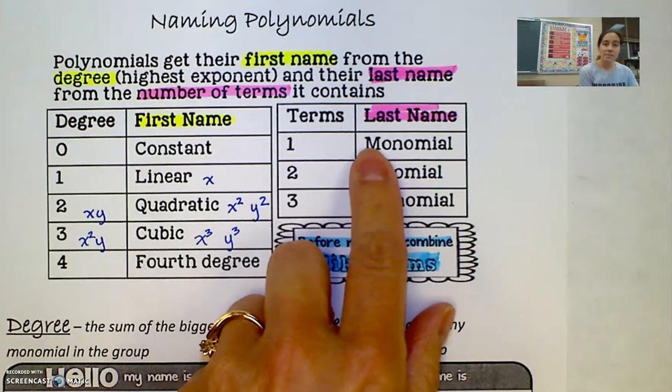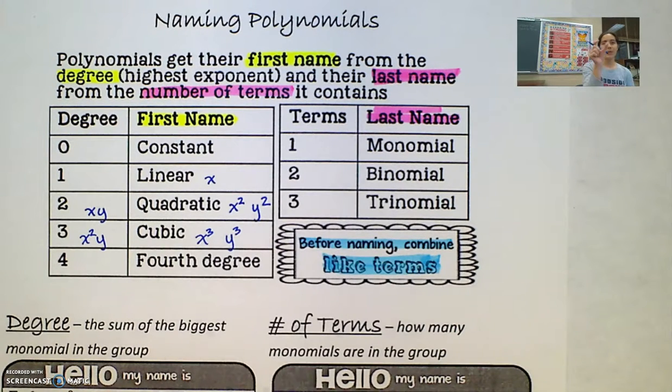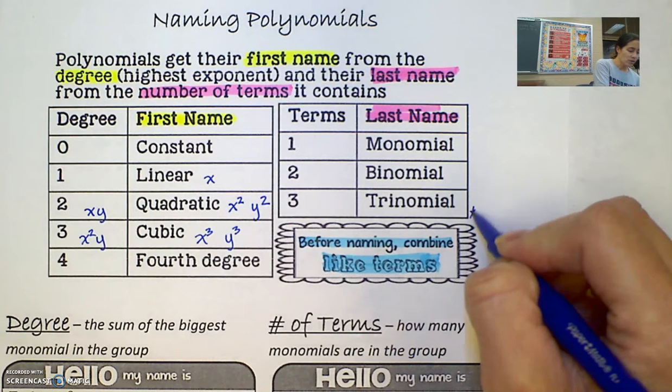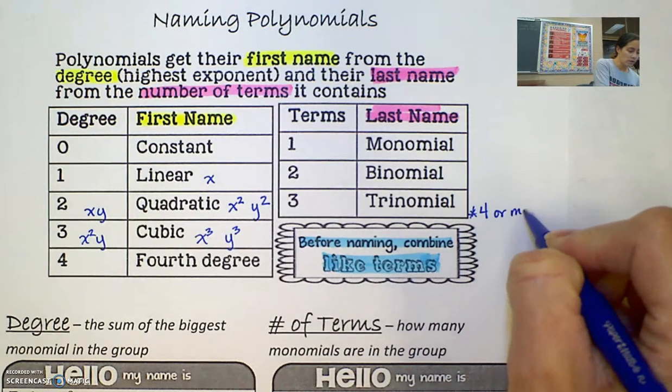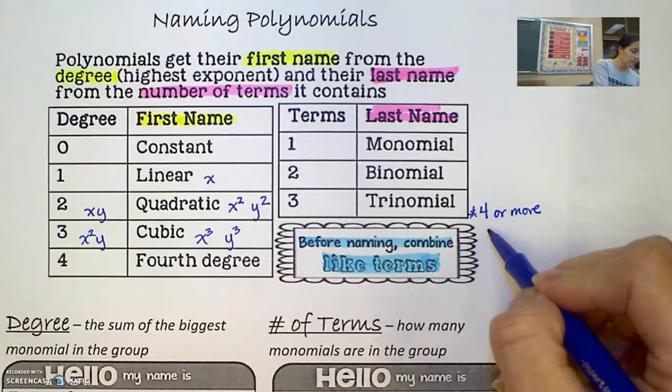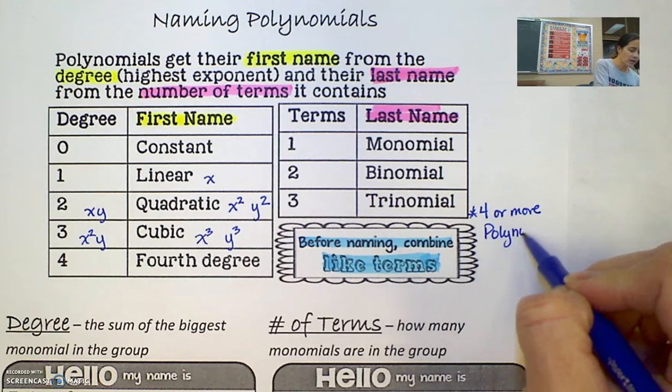Their last name depends on how many monomials, how many pieces there are to that name. So if there's only one thing in the name, it's called a monomial. If there's 2 things, that's a binomial. 3 things is a trinomial. And actually, we probably need to put this in somewhere. 4 or more, so maybe we just make a note here, 4 or more. I should have another row in my table there. We just call that a polynomial.